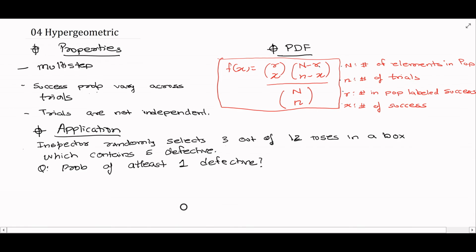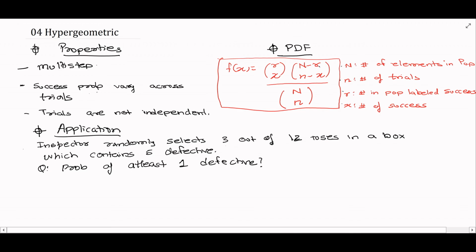Next, let us think about another type of discrete distribution known as the hypergeometric distribution. Now, the hypergeometric distribution is a multi-step experiment, but the key feature is the success probability varies across trials, across steps, and that makes trials not independent of each other.